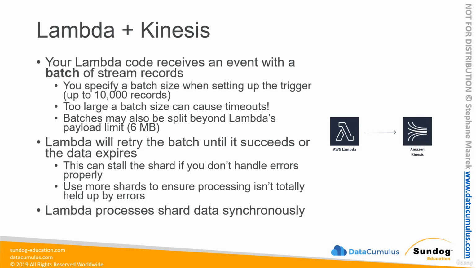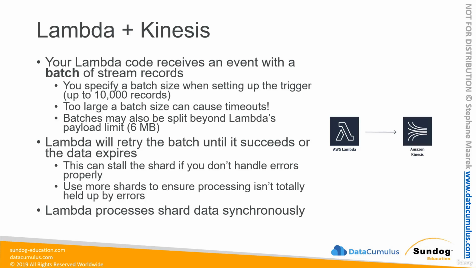Now batches can also be split beyond Lambda's payload limit, so in addition to a timeout limit, there's also a payload limit of 6 megabytes. So you would have to take special steps to make sure that your batches are split if they do exceed 6 megabytes in data. That's another potential thing to look out for.